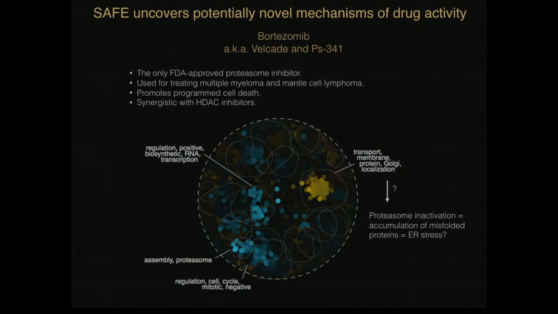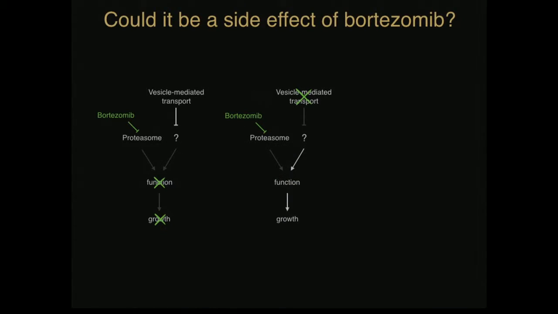The only thing that I could think of is, what if this actually has nothing to do with the action of bortezomib? What if it is a side effect, right? It's just a chemical treatment. Who knows? It's an off-target effect. So the most direct way to test this was to say, well, if this is what I think is happening, so I have bortezomib inhibiting the proteasome, and that blocks a certain pathway. But then when I mutate vesicle-mediated transport, I unblock another pathway and make it better.